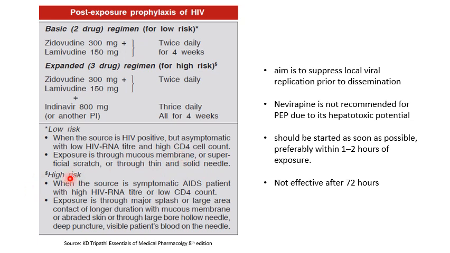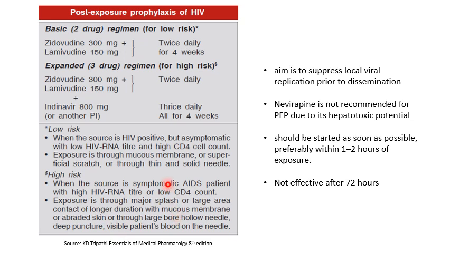So high risk exposure means when the source is a symptomatic AIDS patient with high HIV RNA titer or very low CD4 count, then the risk is high. And similarly, if the exposure happens through a very major splash or large area contact of very long duration with mucous membrane or abraded skin, or through a large bore hollow needle or very deep puncture, or visible patient's blood on the needle. So when this happens, then it is a high risk exposure.